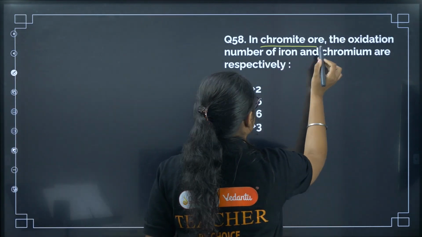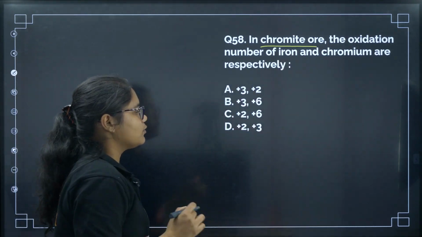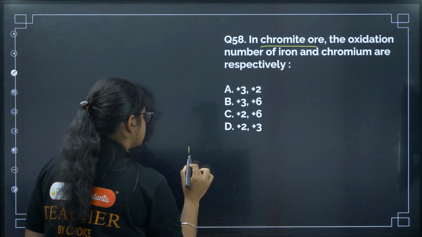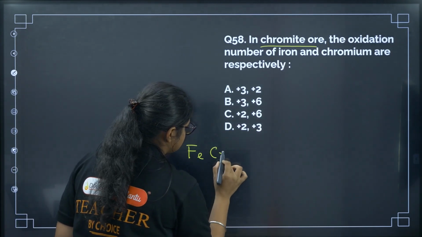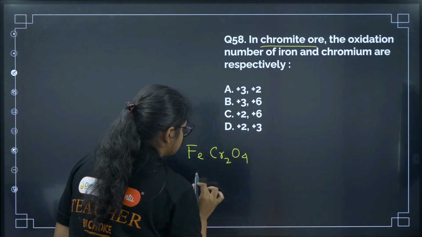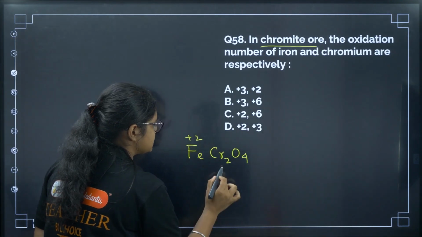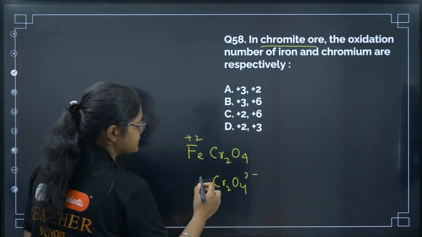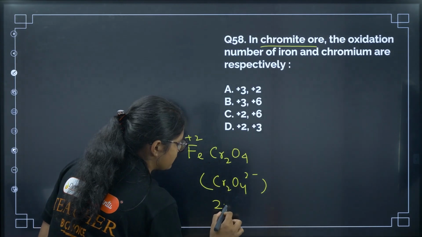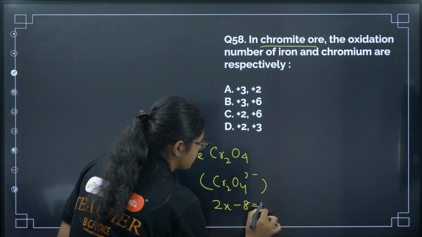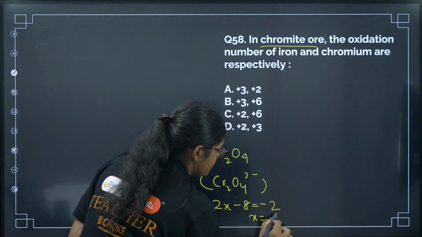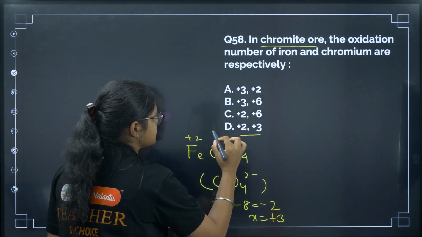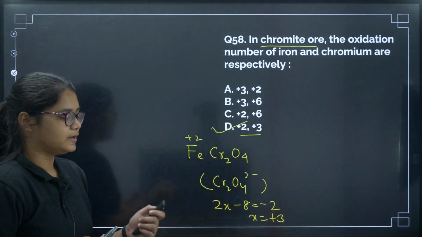In chromite ore, the oxidation state of iron and chromium are? So if you have remembered the structure, the formula is FeCr2O4. So Fe is in +2 oxidation state and Cr2O4, 2 minus is the anion here. So we can say 2x minus 8 is equal to -2, so x is equal to +3. So +2 and +3, the correct answer is option number D.